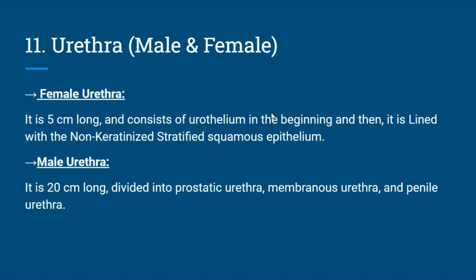Finally, we have the urethra, male and female. The female urethra is 5 centimeters long and consists of urothelium in the beginning, and then it is lined with non-keratinized stratified squamous epithelium. The male urethra is usually 20 centimeters long, and it is divided into the prostatic urethra, membranous urethra, and penile urethra.